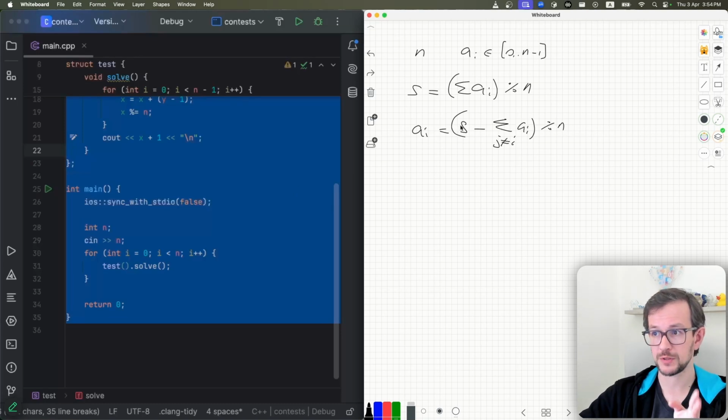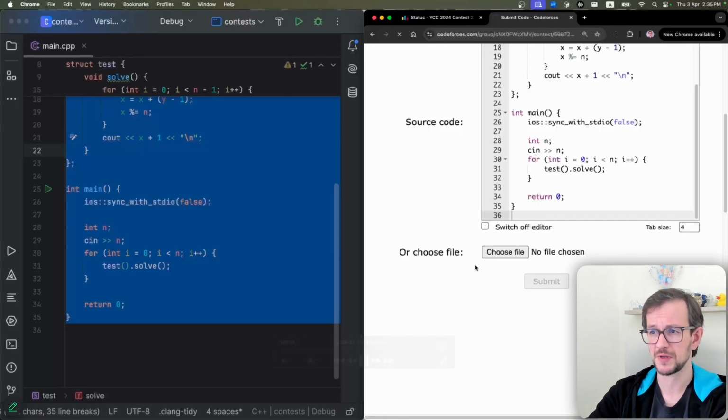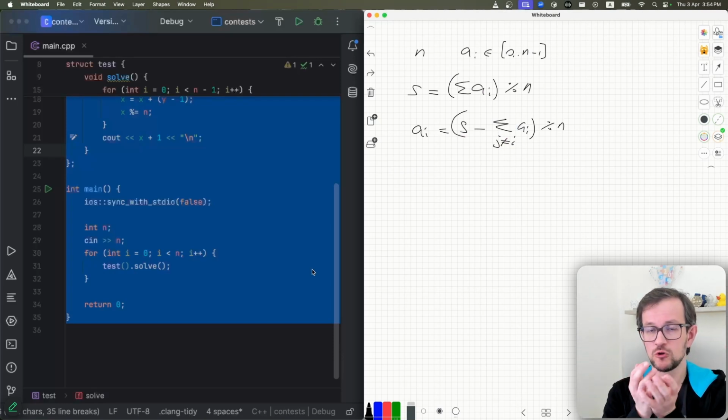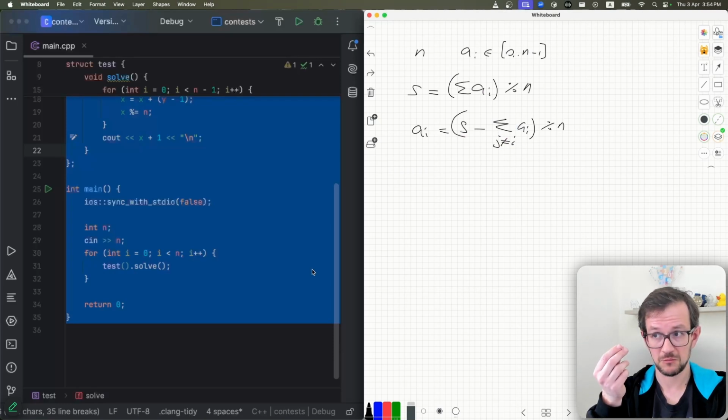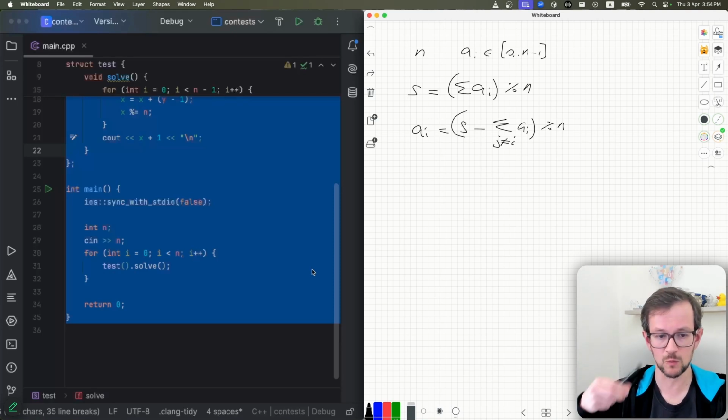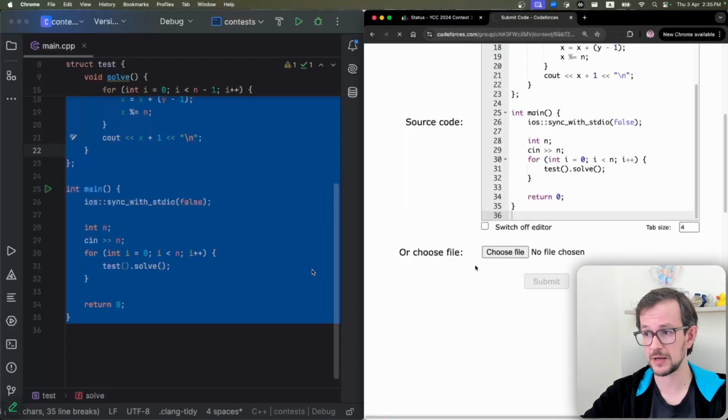So it's all in modular arithmetic, but it's actually easier to think without modular arithmetic. If you know the sum of the numbers, and you know all the numbers except one, you can calculate this single number. Here we do the same, but we calculate all the sums modulo n. But the idea is the same.